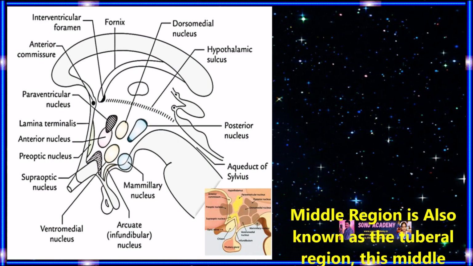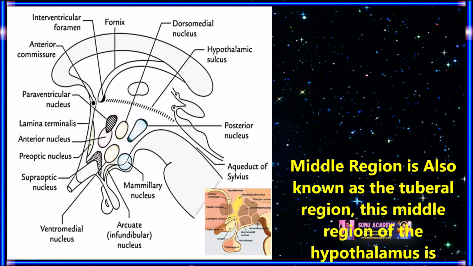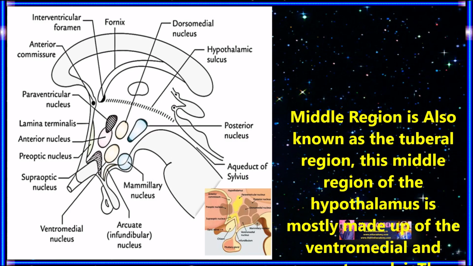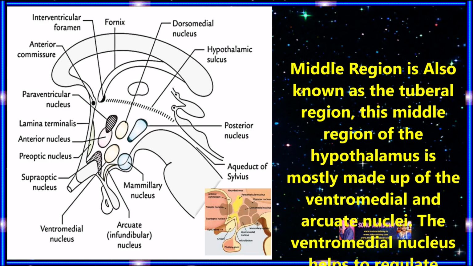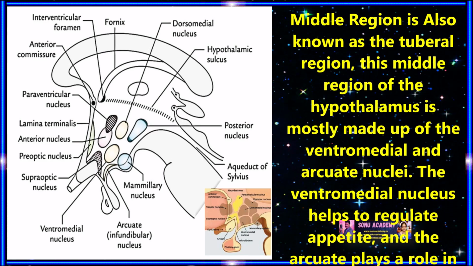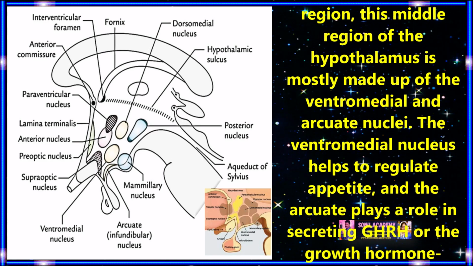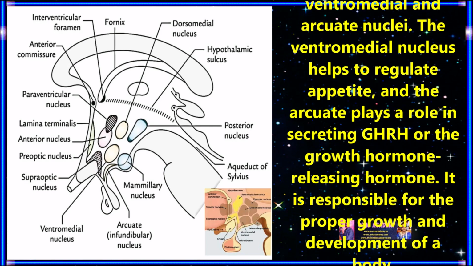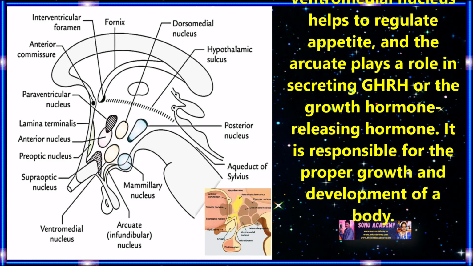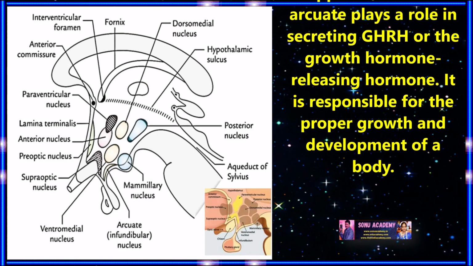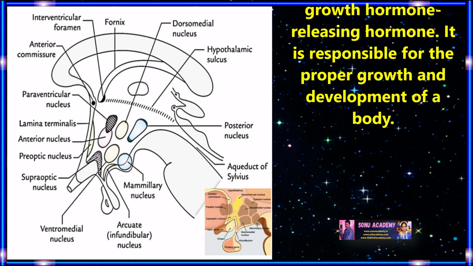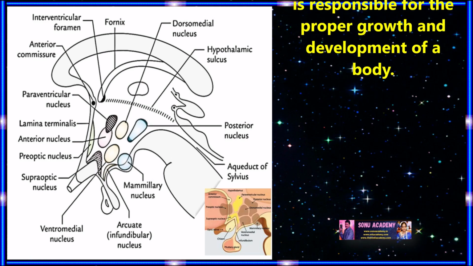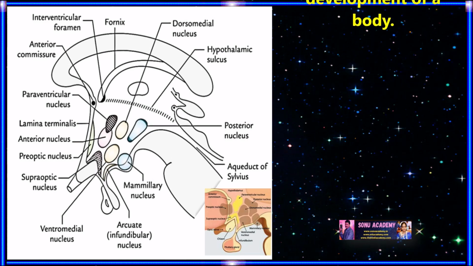Children, let us discuss the middle region, also known as the tuberal region. This middle region of the hypothalamus is mostly made up of the ventromedial and arcuate nuclei. The ventromedial nucleus helps to regulate appetite, and the arcuate nucleus plays a role in secreting GHRH, the growth hormone releasing hormone. It is responsible for proper growth and development of the body.